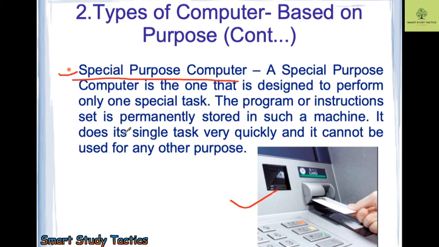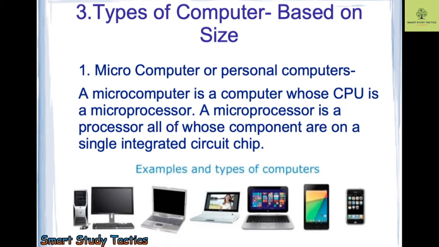As the petrol machines have memory, but they are designed to give the details about the petrol. Okay, I think these things are clear. So, general purpose and special purpose computers. Now, the third category is computers based on size.